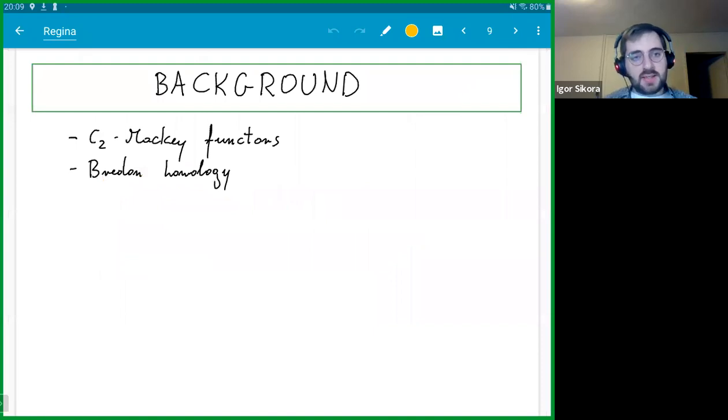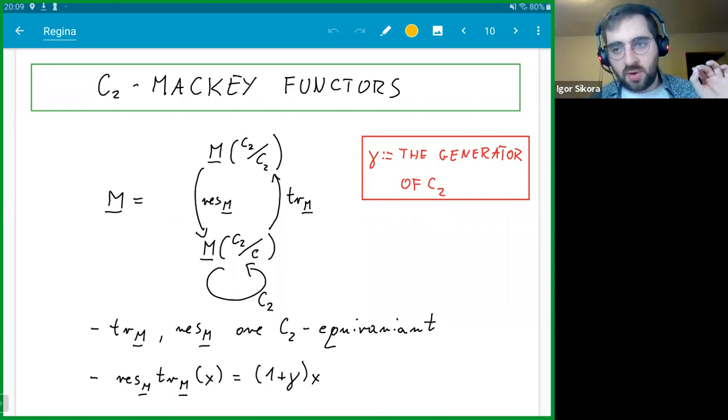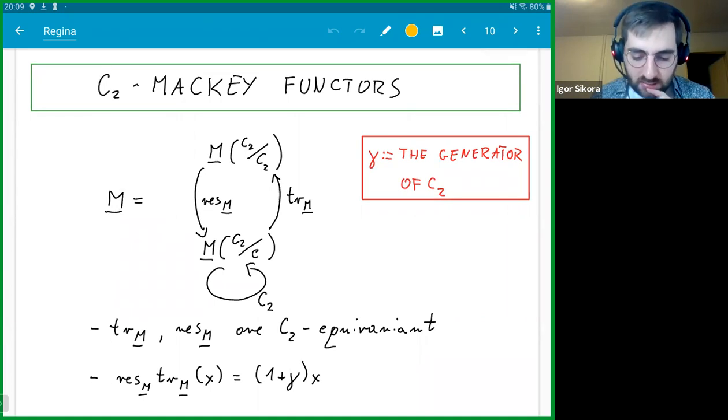Okay, so let's start to discuss some background. And the background will consist of C2 Mackey functors and the Bredon homology. So before going to the Bredon homology, I would like to discuss the coefficients of these homological theories. So these are Mackey functors. They are, of course, defined for all finite groups. But in order to keep things simple, we'll discuss them just for C2.